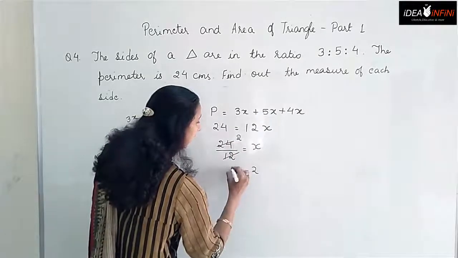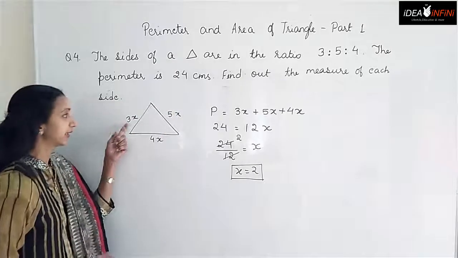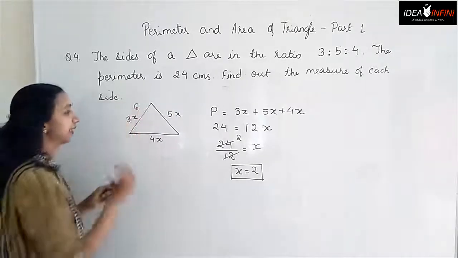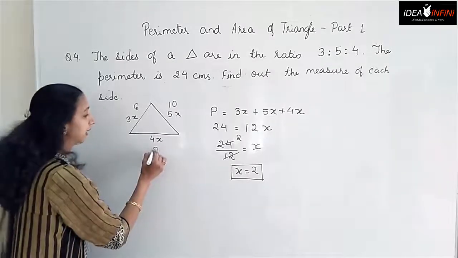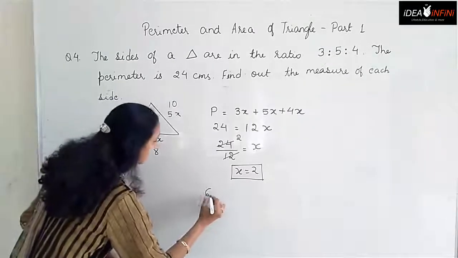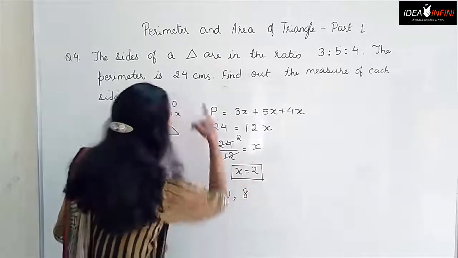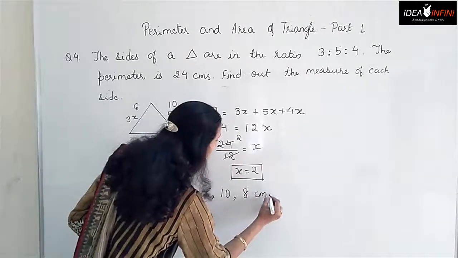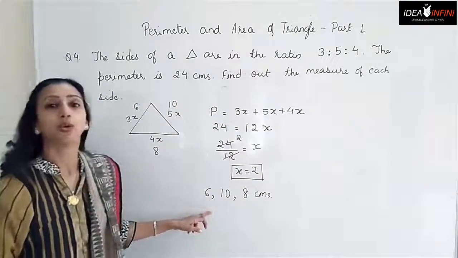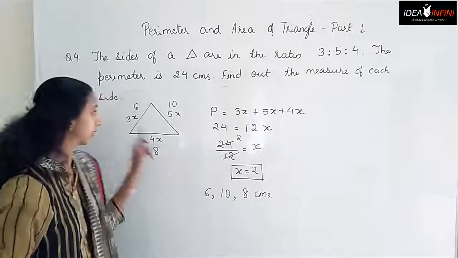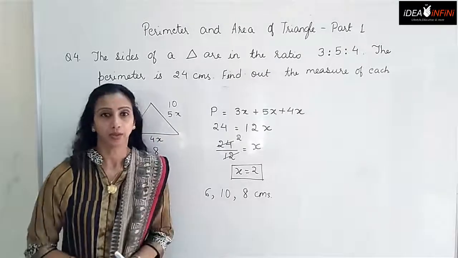So when I have x equal to 2, I get the sides as 3 into 2, which means 6, 5 into 2, which means 10, and 4 into 2 is 8. So my sides are 6, 10 and 8 centimeters. As the perimeter is in centimeters, the sides also will be in centimeters. 6, 10 and 8 are the three sides which we require.